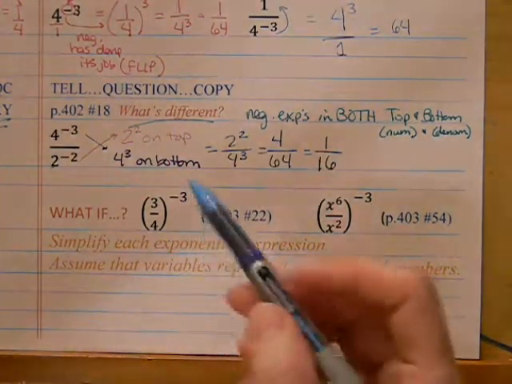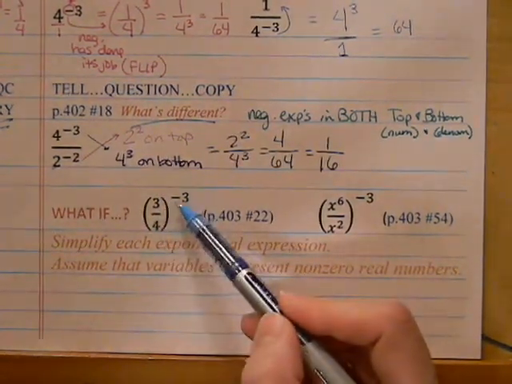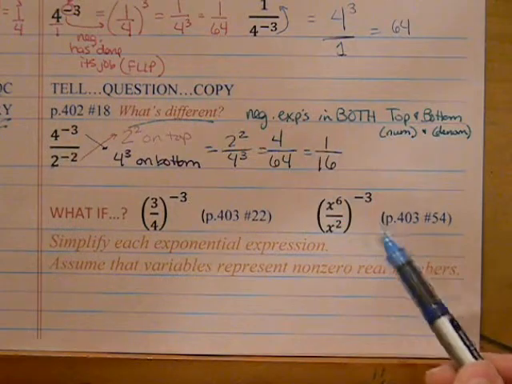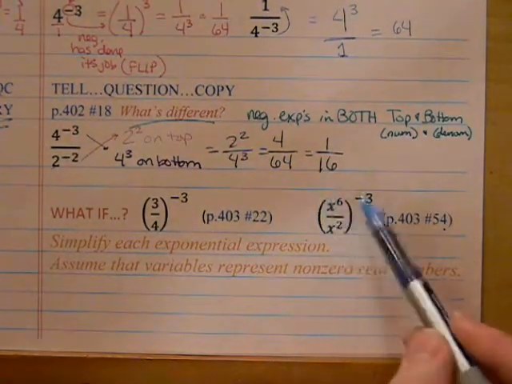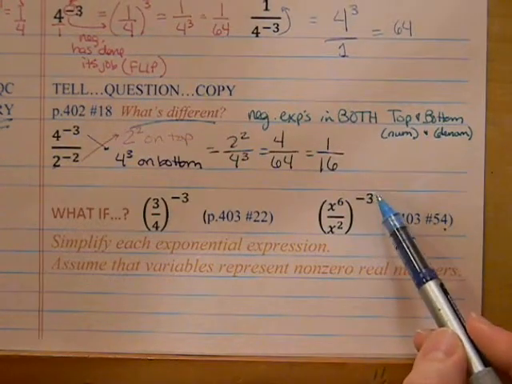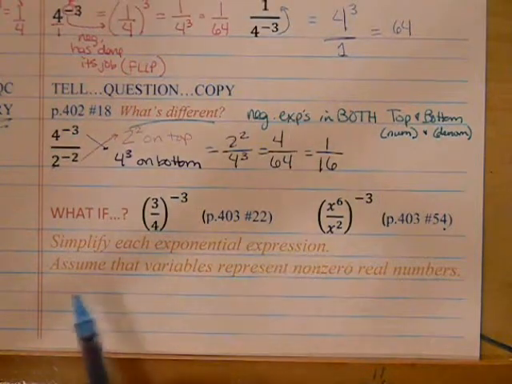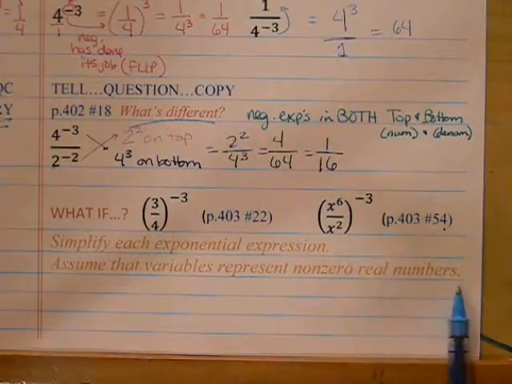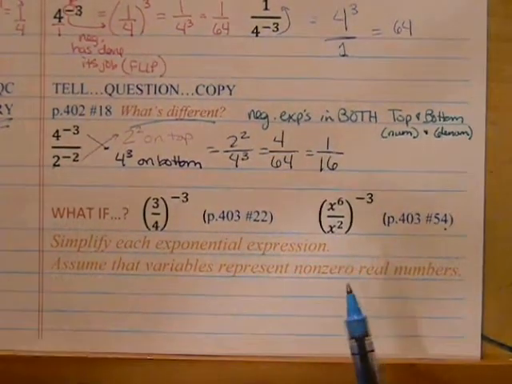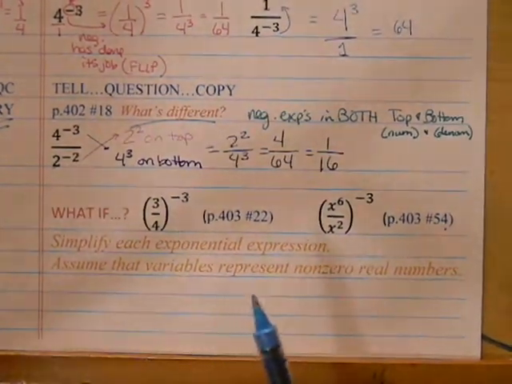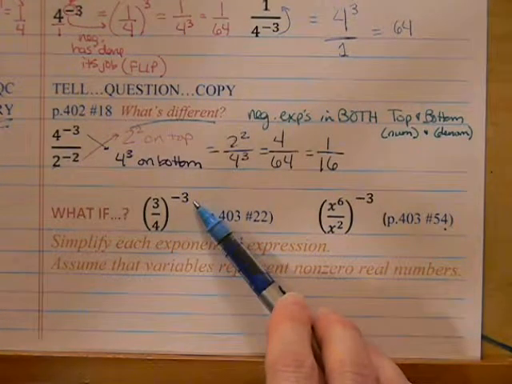Now what if you have something like this, number 22, where you have 3/4, the whole thing in parentheses, raised to the negative third? Or what if you have something like number 54, x to the 6th over x squared, the whole thing raised to the negative 3? The instructions are simplify each exponential expression, assume that variables represent non-zero real numbers. Now the book indicates that this is a whole new situation, but really it's not anything that we haven't done already. We've just got something raised to the negative exponent.